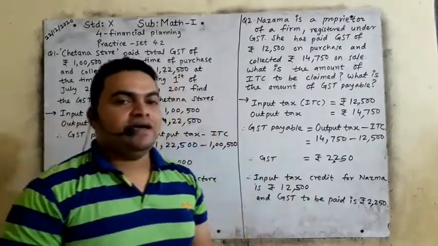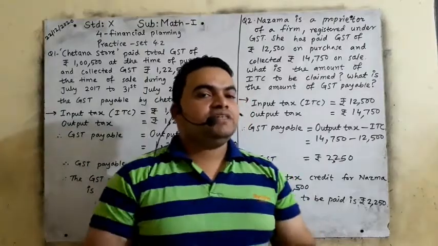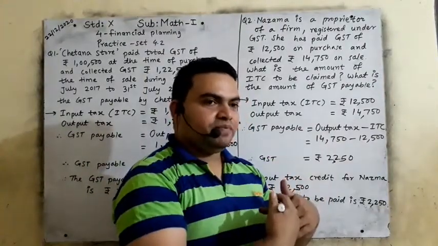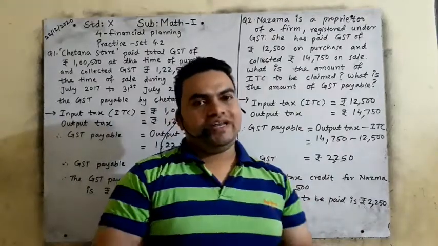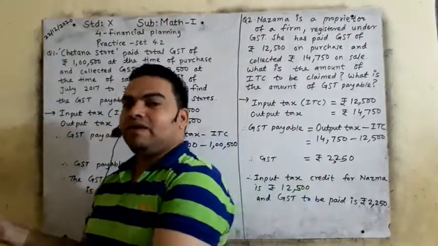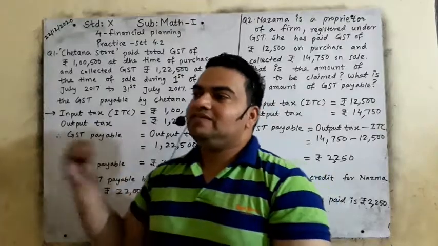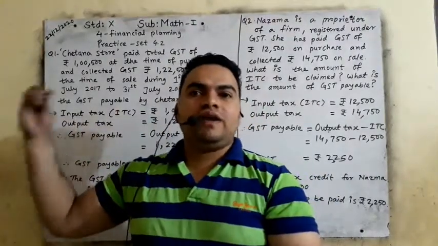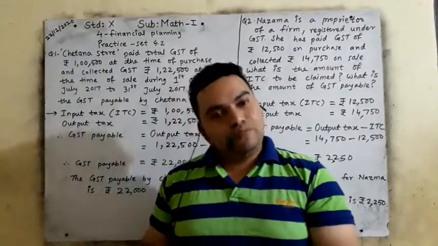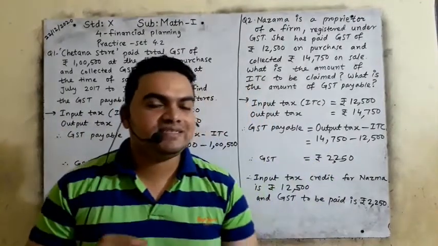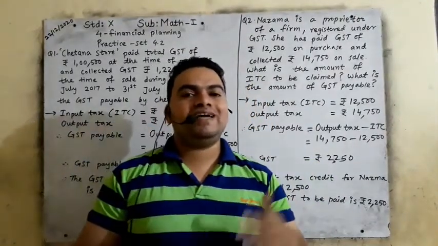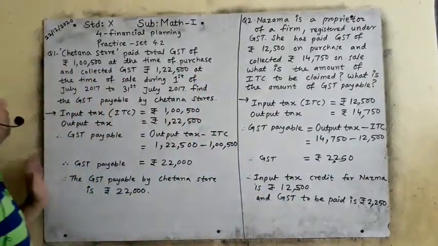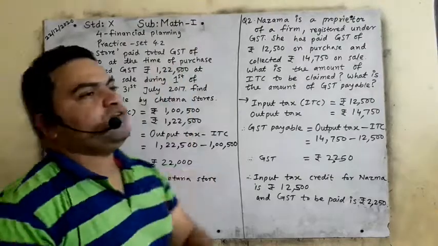So this is how we will solve the GST payable, output tax minus input tax, that is ITC. What is output tax? At the time of selling, what we collect, we collect the GST from the customer, that is called output tax. Or at the time of purchasing, जब हम खरीद रहे हैं, that time we are paying GST to the retailer or to the manufacturer, that is called input tax. So always remember, GST payable is equals to output tax minus input tax. Okay, so this is how we will solve question number 1 and question number 2 of practice set 4.2.